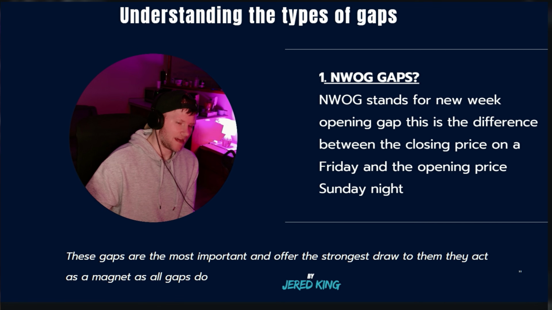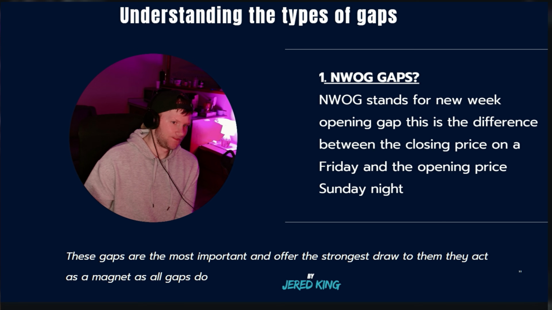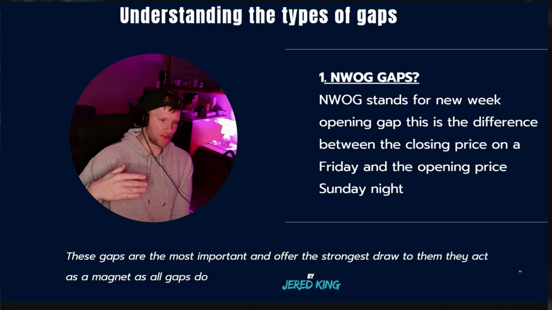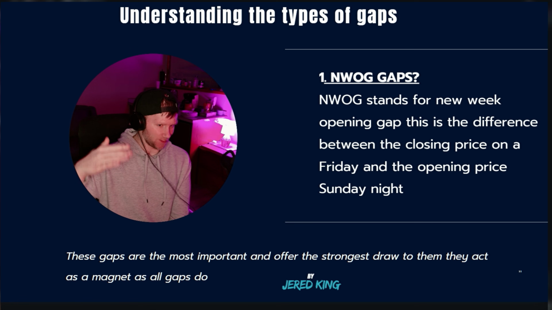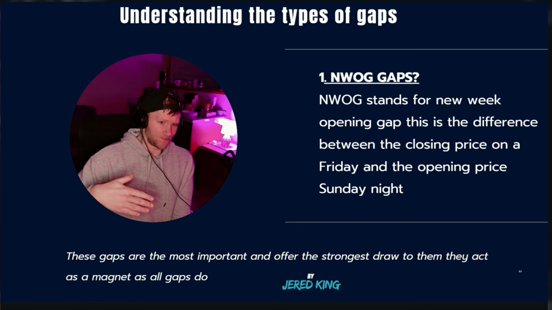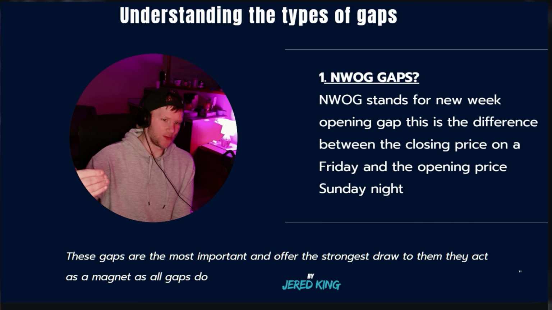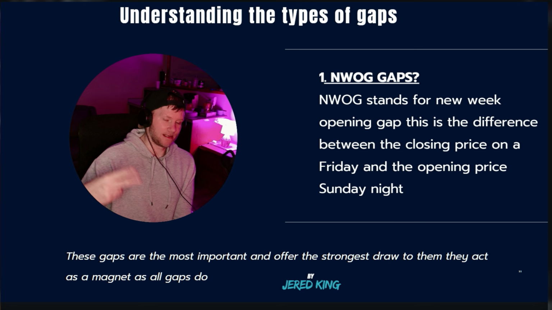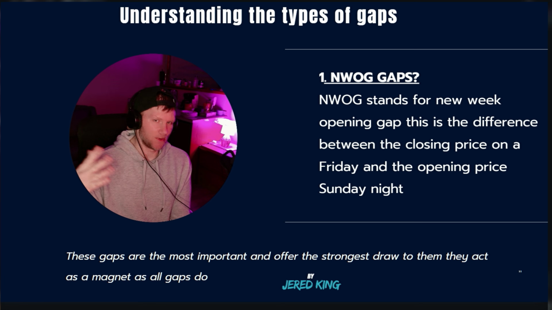The second type of gap is a new week opening gap. And that stands for the difference between the closing price on a Friday and then the opening price the next Sunday. So price closes for the week on Friday, futures opens back up Sunday night. I would say that these gaps are the strongest draw because they tend to act as a magnet even more than most gaps, especially if there is still a new week opening gap between regular trading hours and extended trading hours, which we'll get into both of those.